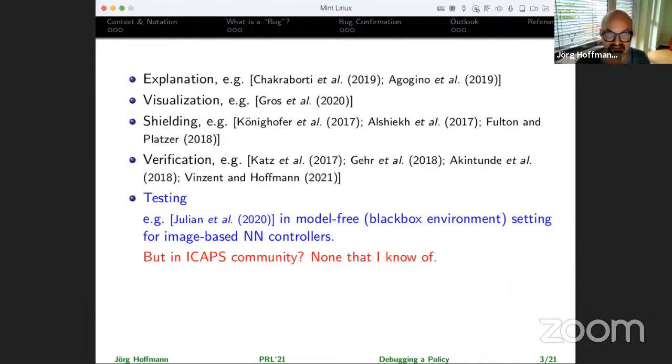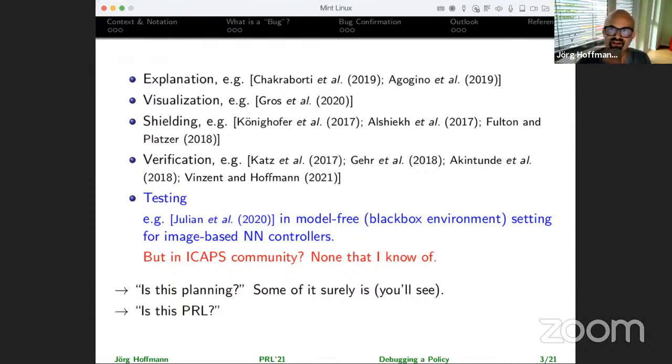Now, you might ask, is this actually planning? Well, depending on how narrow you want to be in your notion of planning, you might not want to have testing methods at ICAPS, I don't know. But even if that is the case for you, I can assure you that some of this is just planning in the usual meaning of the word. Does this belong to PRL? Well, I don't know. You tell me at the end of the talk. I am actually thinking of establishing a new workshop along the lines of trusted AI planning, so happy to discuss this later.